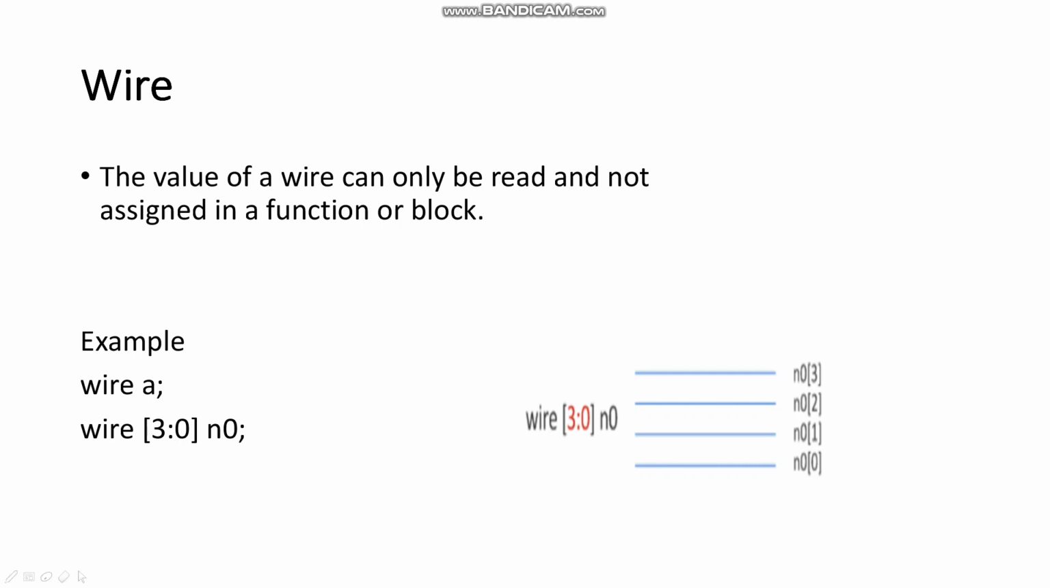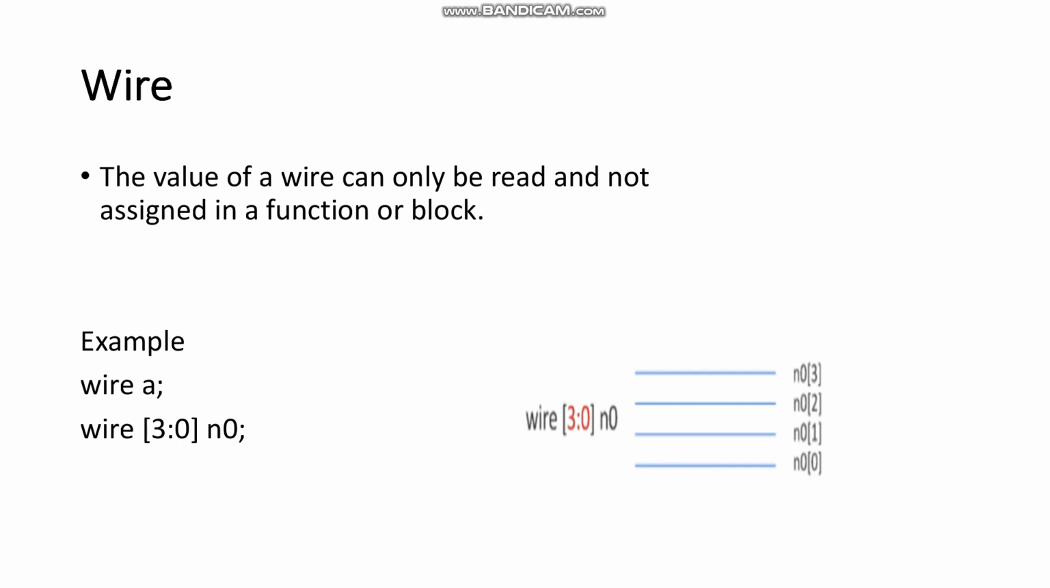For example, I can declare wire a. It represents, say, an input or an output. It is a value, but it is not stored; it is a connection only. I can also represent the wire data type in a different format: wire [3:0] with a name such as n0.